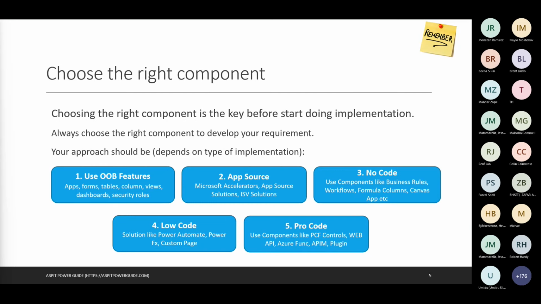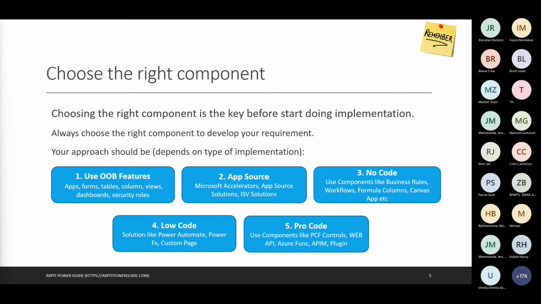If anything is not possible using out of the box or app source, then you should move to the no code part. In no code, we have some components using which you can write your business logic without writing any code. Like business rules, business process flows, workflows, formula columns, which are currently in preview, and the Canvas app. These kinds of things you can use without writing code.